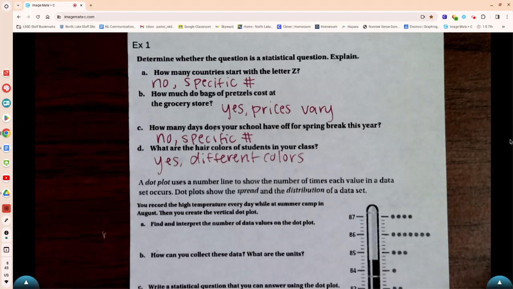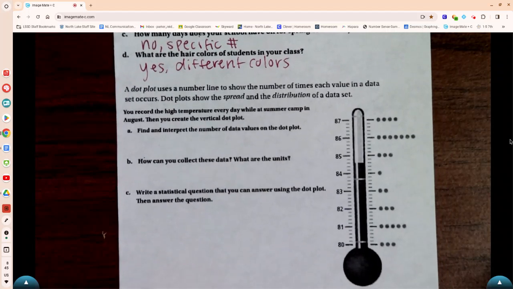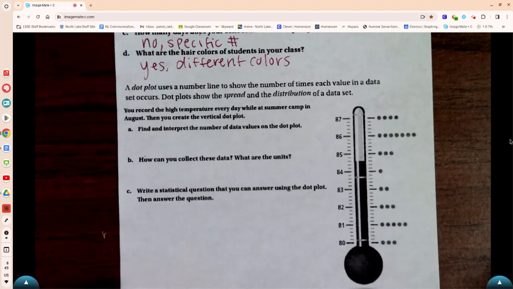The other thing we're going to talk about today is a dot plot. Here's an example of a dot plot right here. A dot plot uses a number line to show the number of times that each value in a data set occurs. So every time a 2 shows up, we put a dot above the number 2. Each time a 3 shows up, you put a dot above the number 3. Dot plots show the spread and distribution of the data.